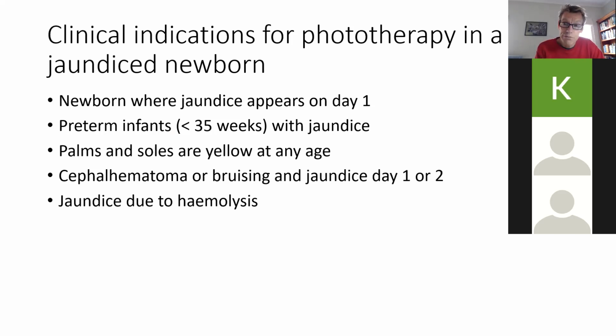And then if they've got jaundice due to hemolysis, if it's ABO incompatibility or Rh disease, then I usually start by giving them phototherapy, because you don't want the bilirubin level to go very high and lead to bilirubin encephalopathy. So there are clinical reasons why you start phototherapy.